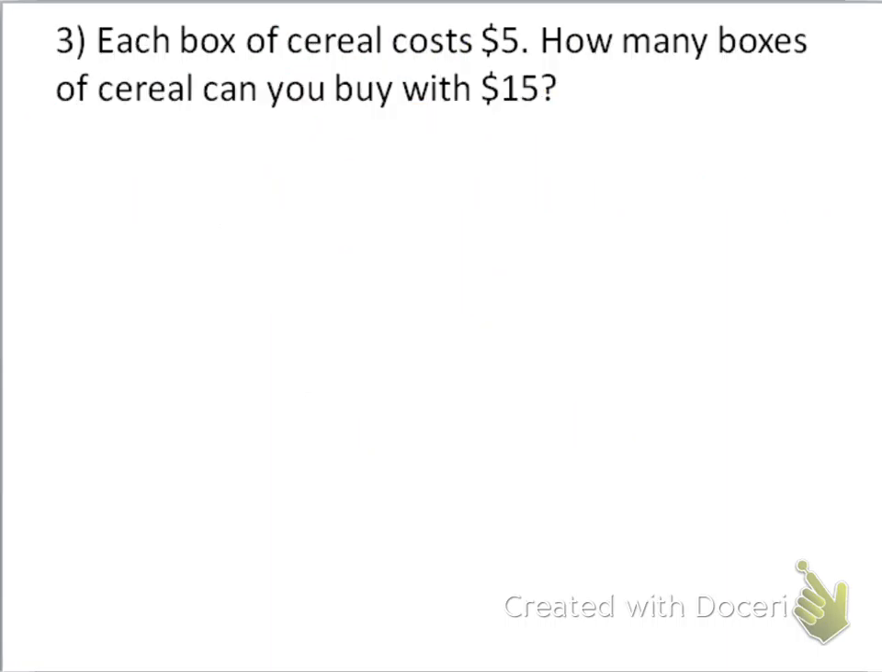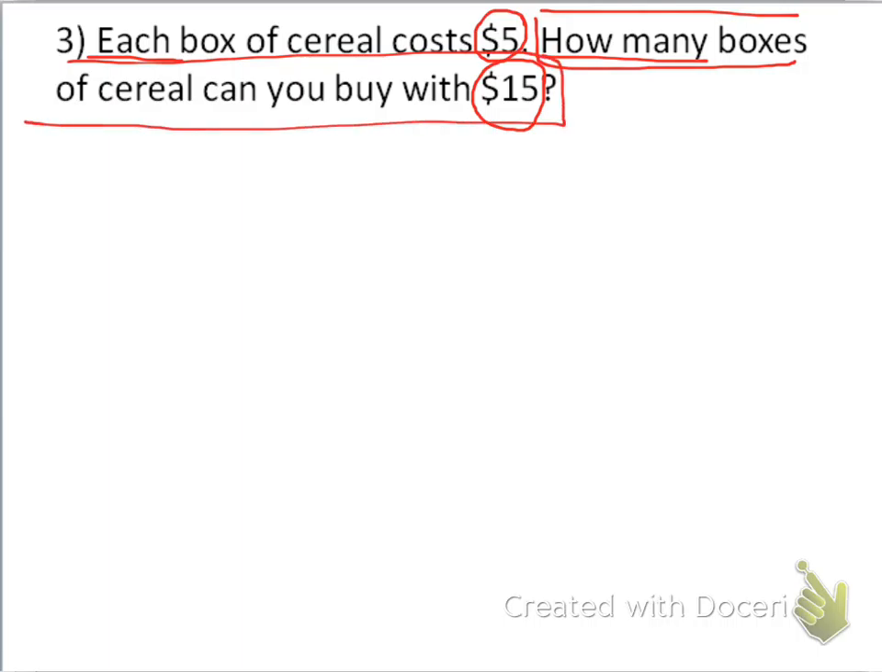All right, we're on to another one. Each box of cereal costs $5. How many boxes of cereal can you buy with $15? Okay, we're going to start by cubing. We are going to circle our numbers and units. We underline important math words. Each is an important math word. How many is an important math word. We box the question. We eliminate unimportant information. We don't have any unimportant information.